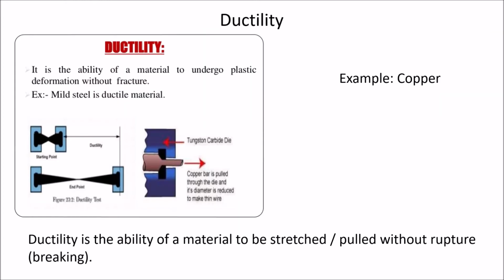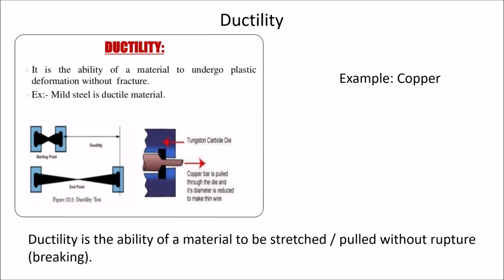Okay. Ductility. This is the ability of a metal to undergo plastic deformation without fracture. And that's a very fancy term. So what does that really mean? Look down the bottom, which is the broken-down example. Ductility is the ability of a material to be stretched, pulled, without rupture or breaking.